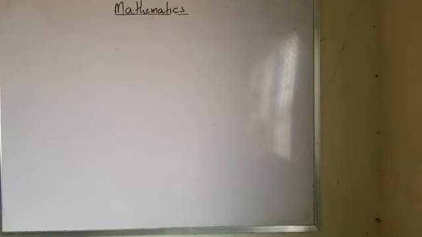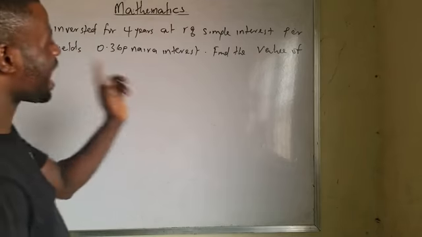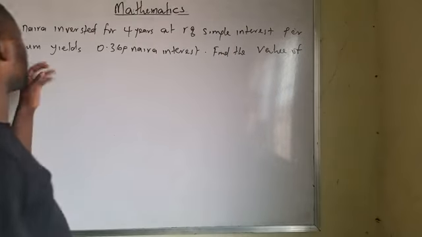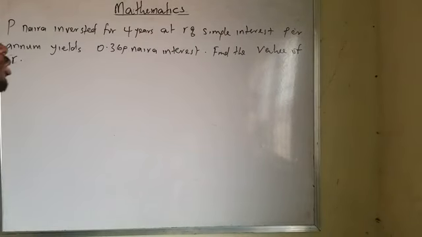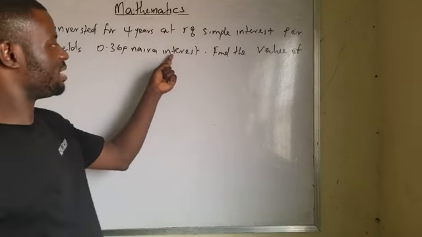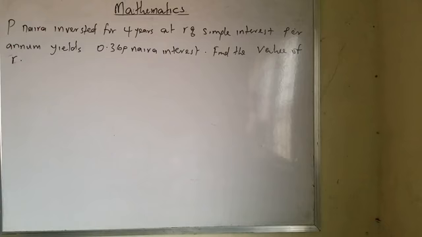Now, look at this question also. Okay, look at this word problem. P Naira invested for 4 years at R% simple interest per annum yields 0.36 P Naira interest. Find the value of R.